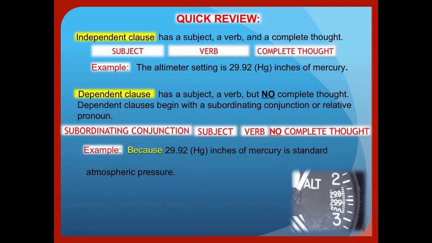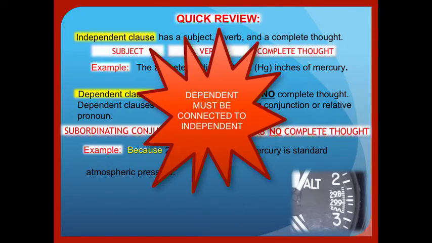A subordinating conjunction connects 2 ideas in a sentence. The dependent clause is one idea, and the independent clause is the other idea. Therefore, a dependent clause must be connected to an independent clause to make sense.